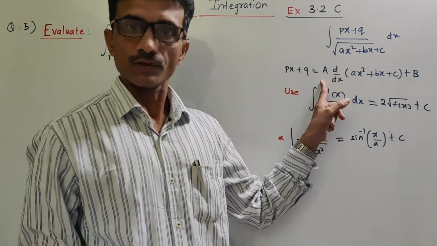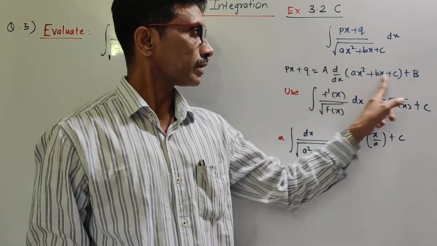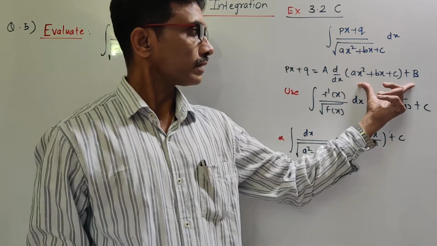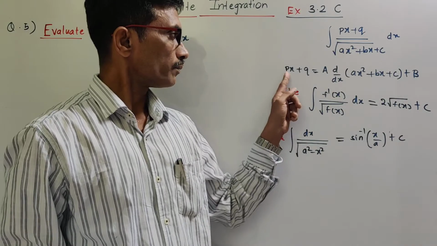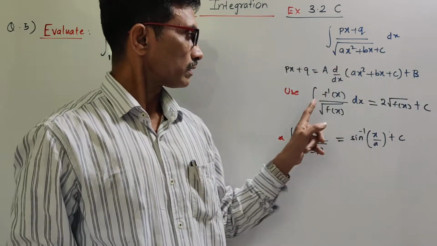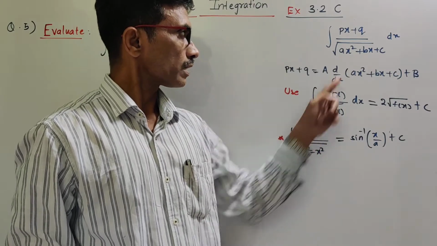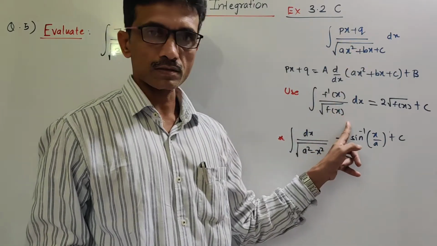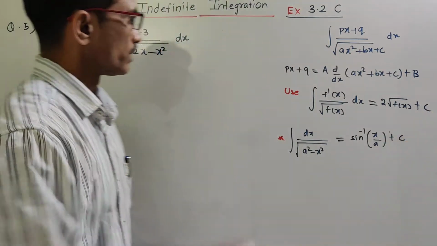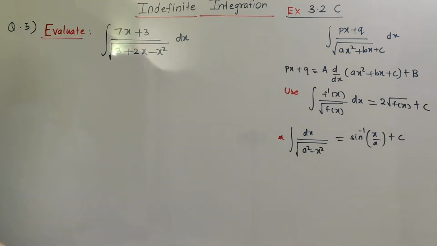a into d/dx of (ax² + bx + c) plus b, a is constant which you have to find. So constants a and b can be found by comparing the coefficient of x and constant term. Then we will have to use f dash of x upon root fx, that is equal to 2 root fx plus c. So let us start with question number 5.